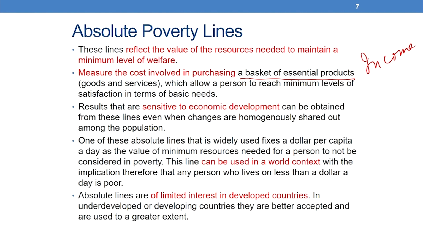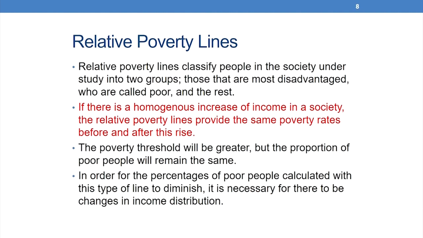In the developed countries of the world, the concept that is most used is relative poverty. So, absolute lines are of limited interest in developed countries. In underdeveloped countries or developing countries, they are better accepted and are used to a larger extent. Let us also now look at relative poverty lines. So, these lines classify people in the society under study in two groups, those that are most disadvantaged who are called poor and the rest.